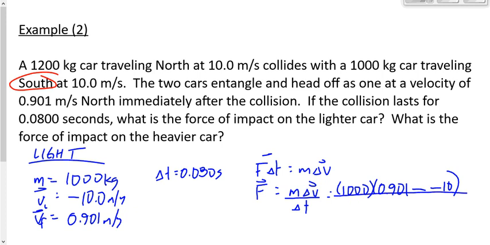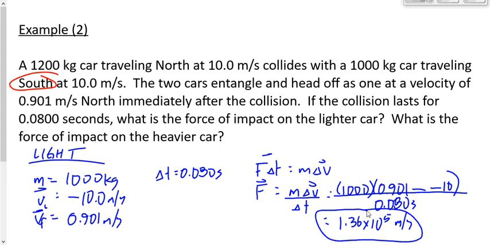Divide that by 0.080 seconds. You do the math there, works out to be 1.36 times 10 to the 5 newtons. There's the force on the light car. Okay, quick, lightning fast answer. What's the force on the heavy car? Same, almost. Negative 1.36 times 10 to the 5. What would have happened if we had used data for the heavier car? We would have gotten negative 1.36 times 10 to the 5. We know the impulse is the same but opposite. We also know the force is the same but opposite.